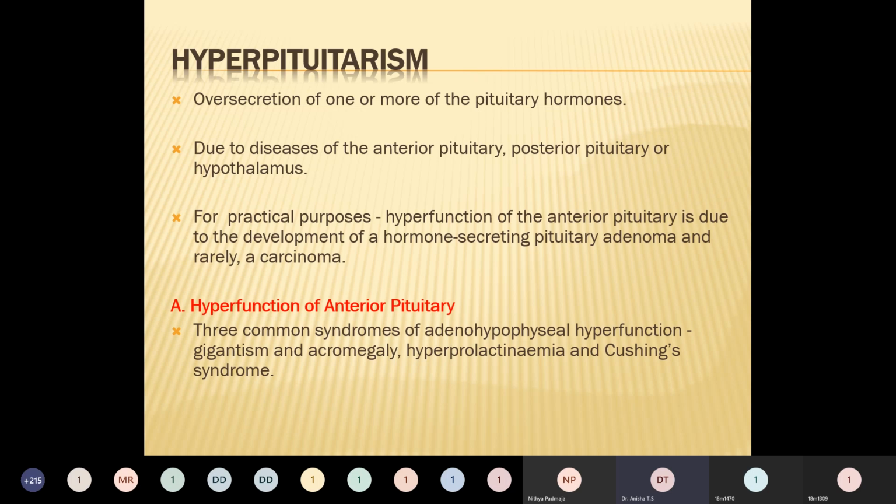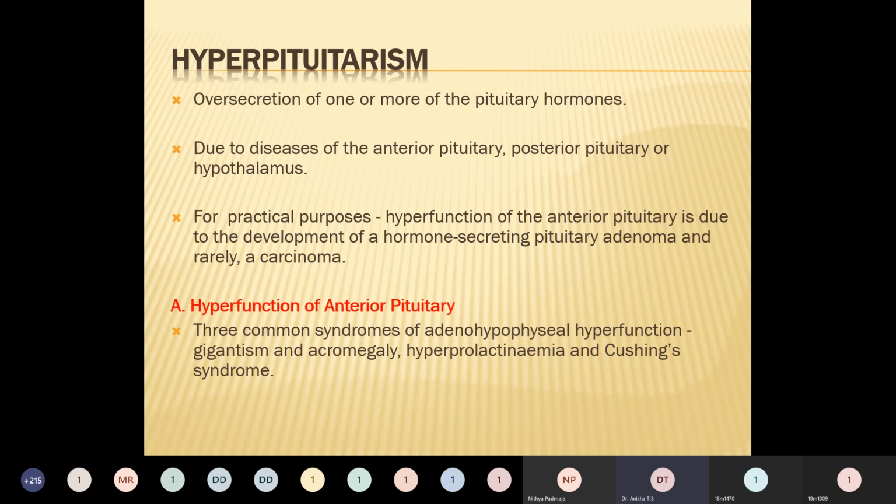Hyperpituitarism is oversecretion of either one or all of the hormones of the pituitary gland. It can be because of oversecretion of only anterior pituitary hormones, or posterior pituitary, or both, or sometimes, if there's no problem with the pituitary, there can be overstimulation by the hypothalamus. I told you the hypothalamus directly stimulates the posterior pituitary, and it stimulates the anterior pituitary through blood which reaches the pituitary from the hypothalamus.